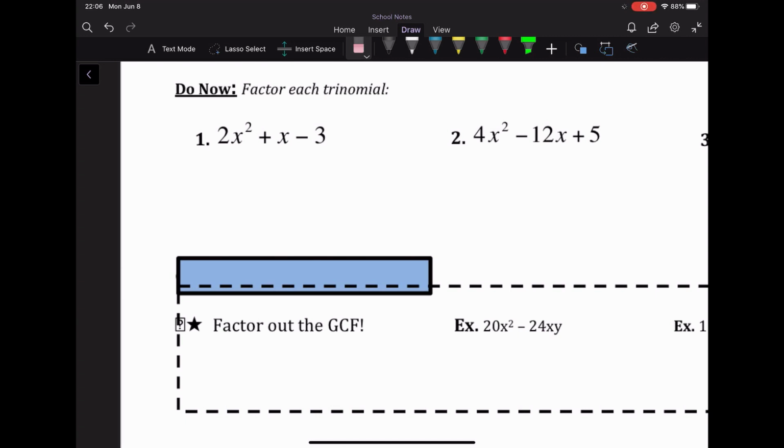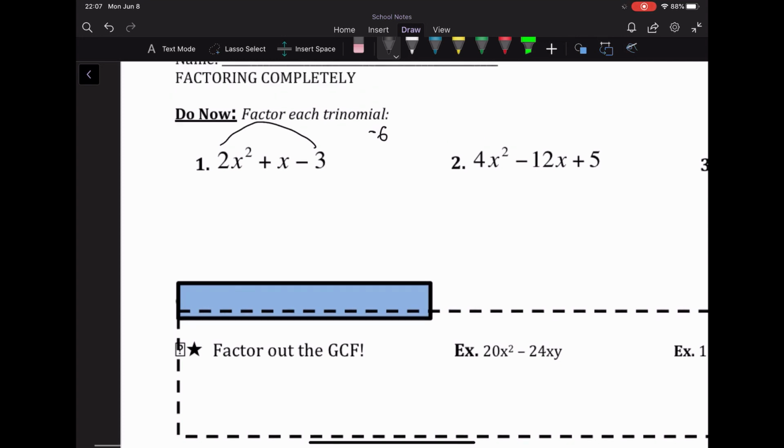So today is assignment number 26, so let's get going with it. Question number 1, we got 2x squared plus x minus 3. For this one, we want to use the earmuff method or the headphone method. So we're going to multiply together the negative 3 and the 2, so we'll get negative 6. What two factors of negative 6 add up to positive 1? In this case, we're going to have negative 2 and positive 3.